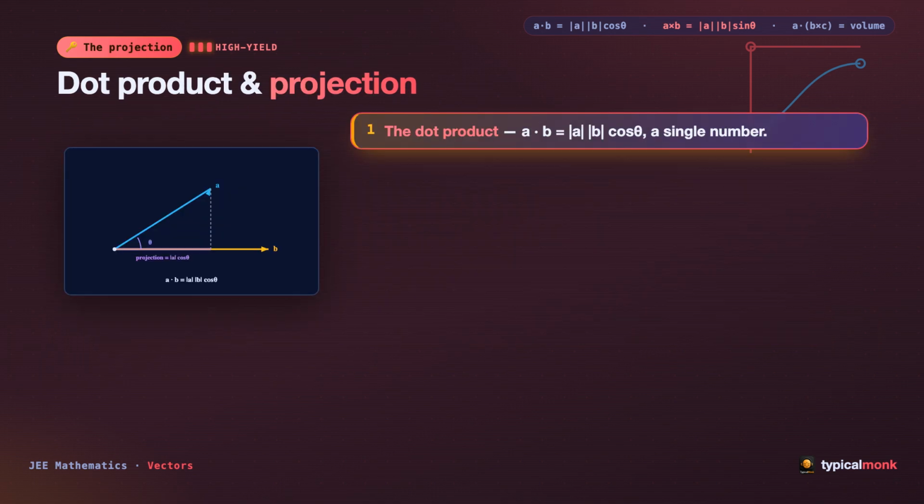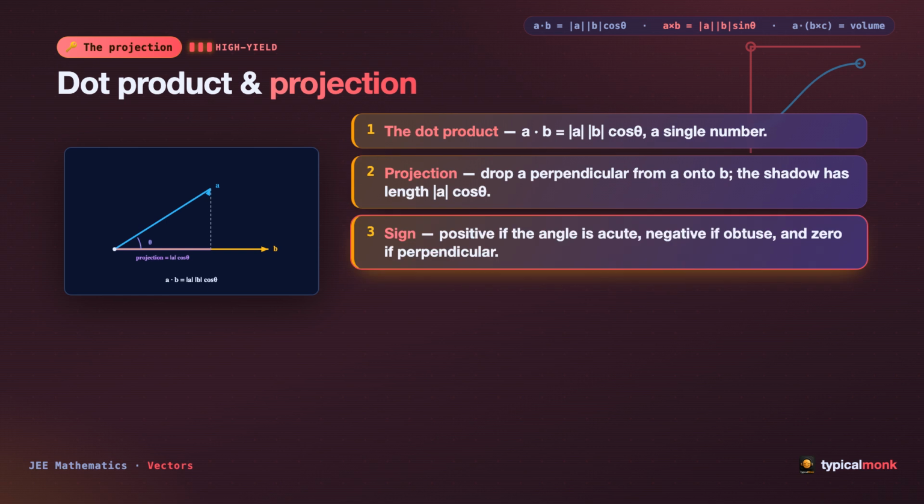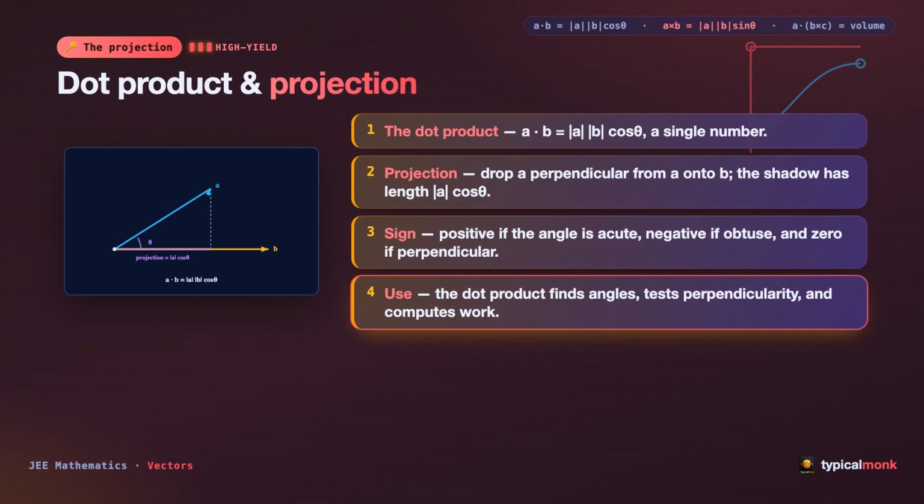Now look at the picture. The dot product seen as a projection. The dot product: a dot b equals the magnitude of a times the magnitude of b times cosine theta, a single number. Projection: drop a perpendicular from a onto b. The shadow it casts has length, the magnitude of a times cosine theta. The sign is positive if the angle is acute, negative if the angle is obtuse, and 0 if they are perpendicular. Use: the dot product finds angles, tests for perpendicularity, and computes work.